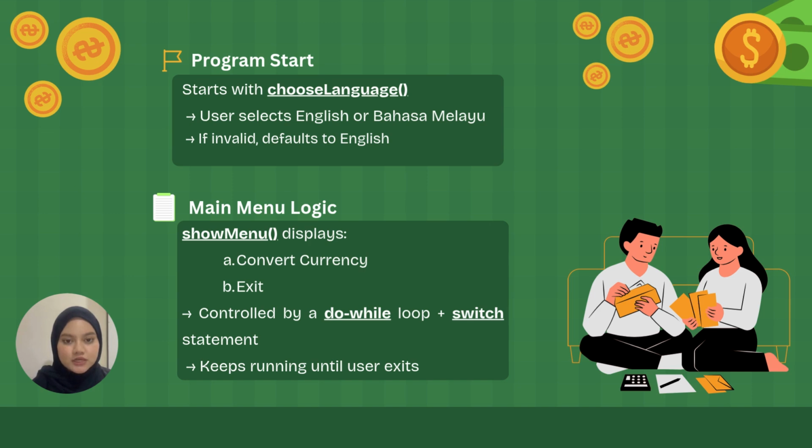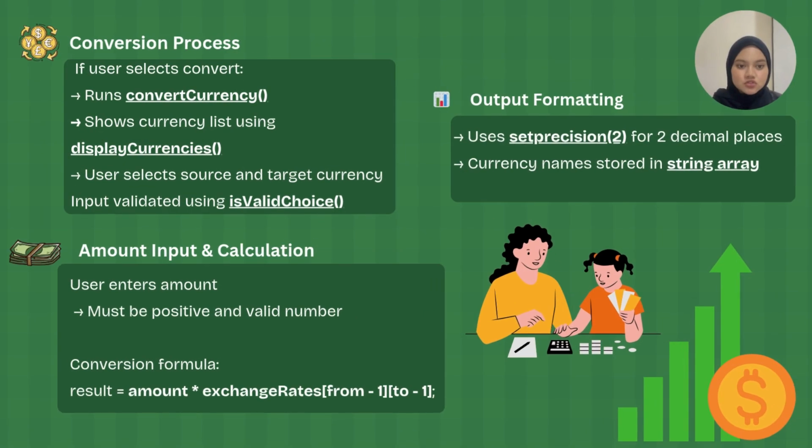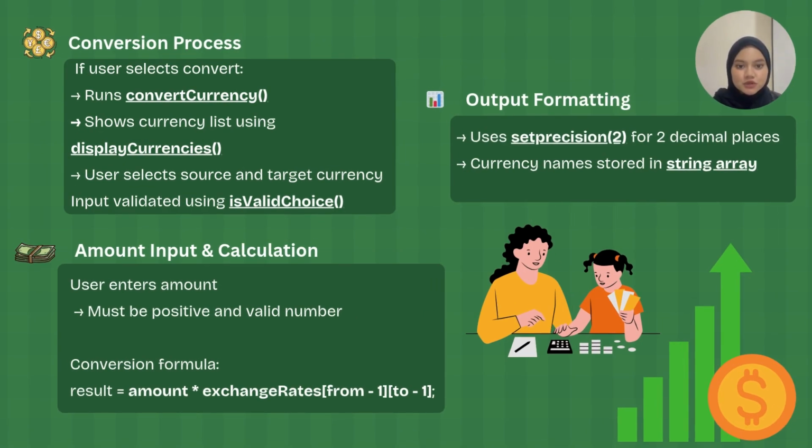Now I will explain the logic and structure of the program. The program begins by calling the choose language function, where the user selects either English or Bahasa Melayu. If the input is invalid, the program will automatically default to English. After that, the show menu function displays the main menu with two choices, either convert currency or exit. The user's choice is handled inside a do-while loop with a switch structure, which keeps the program running until the user selects exit.